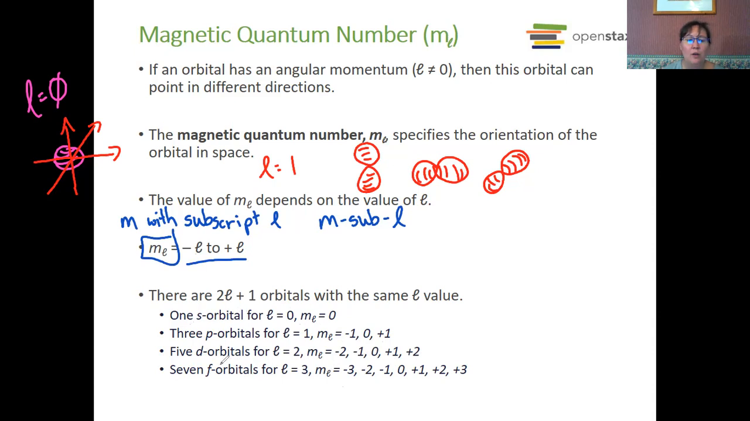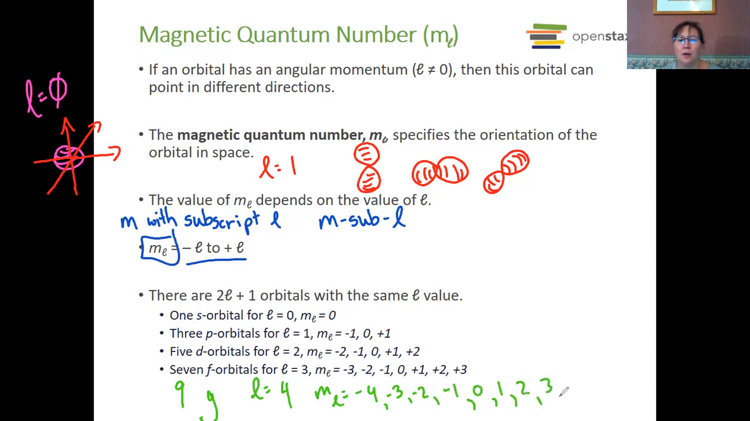You could keep going. We don't have anything that we isolate in them, but in theory, you could have 9 g orbitals, and L would be equal to 4. And then m sub l would be equal to negative 4, negative 3, negative 2, negative 1, 0, 1, 2, 3, and 4. Okay, so you could just keep going with this. Who knows? Maybe someday we'll find more elements and we will end up using what is considered right now the hypothetical g block. We're not there yet.